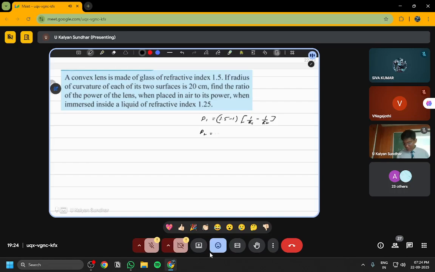Now similarly for P2. Now immerse பண்ணும்போது who is the second liquid, second medium? The same liquid, glass, right? So 1.5 divided by first medium is 1.25 minus 1, and this will be 1 by r1 minus 1 by r2. Ratio எடுக்கும்போது you will get cancelled. So P1 by P2 will be equal to 5 by 2. புரிஞ்சுதா? அங்க போய் ரேடியஸை சப்ஸ்டிட் பண்ணிட்டு இருக்காரு, ஏன்னா ரேஷியோ தான் கேட்கறாங்க. So don't waste your time.